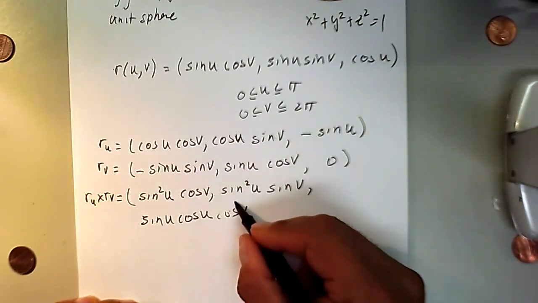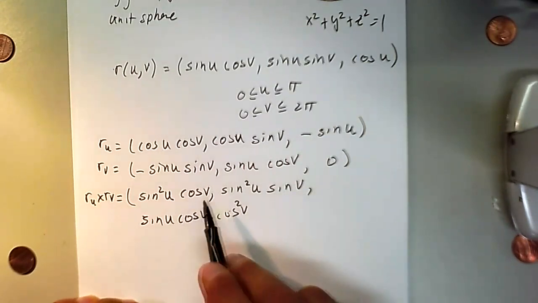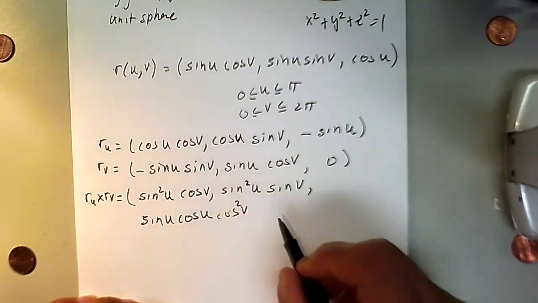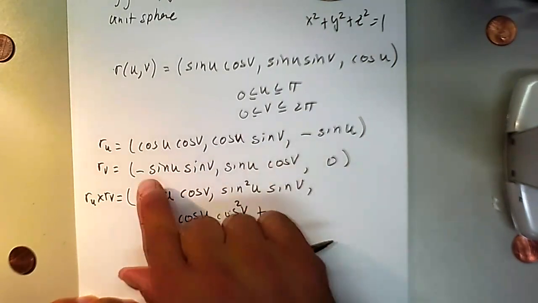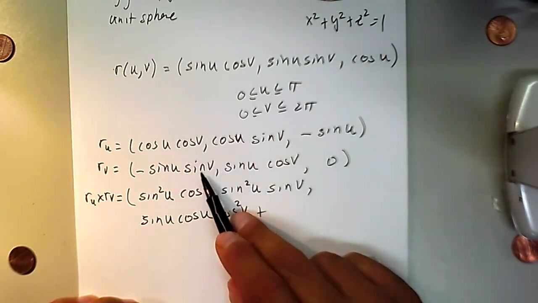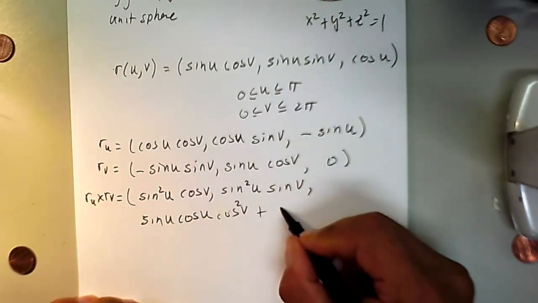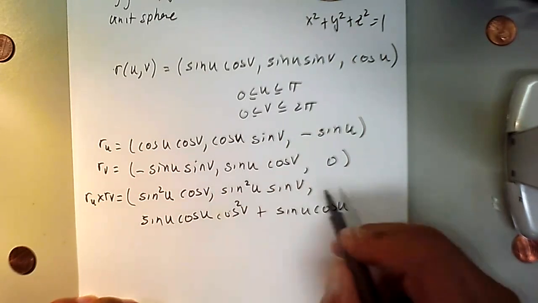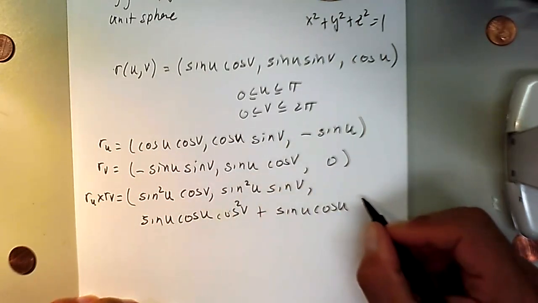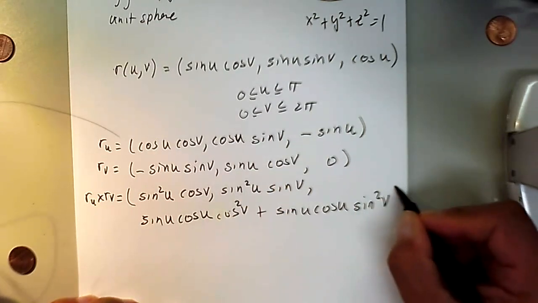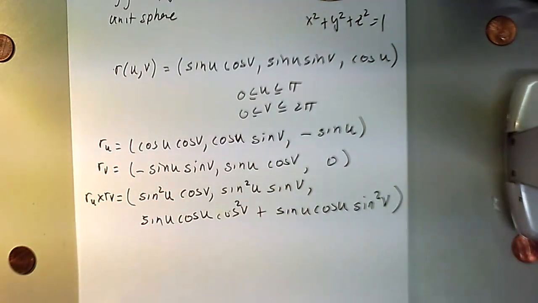Cosine squared v, boy, and then those two plus, because there's an extra minus here, sine u cosine u sine squared v. Sine u, cosine u, and then sine squared of v. Okay, close parenthesis. So those are the three components of the vector.